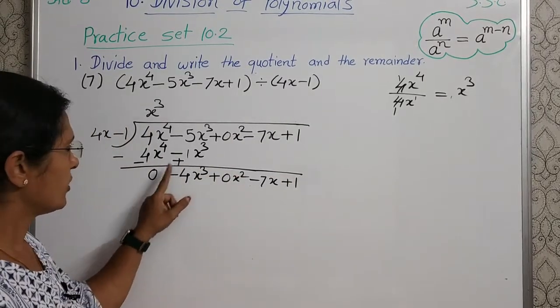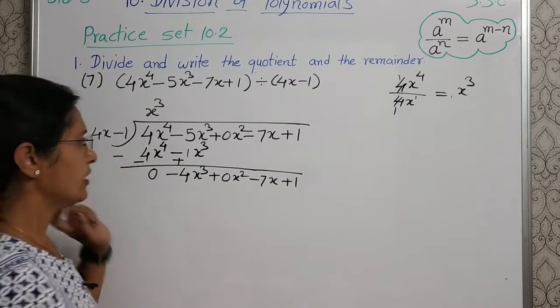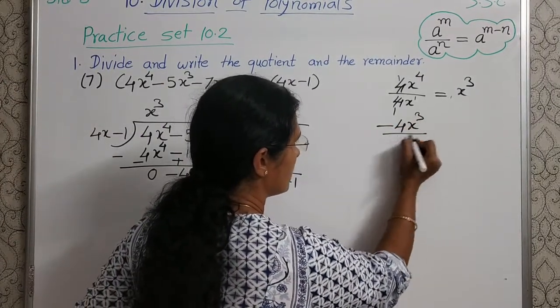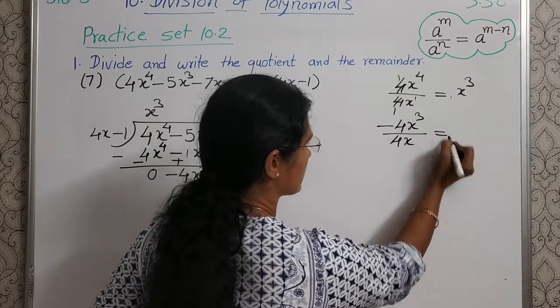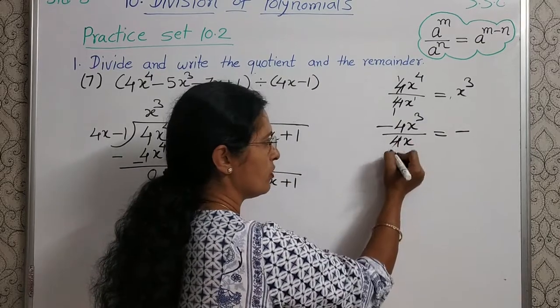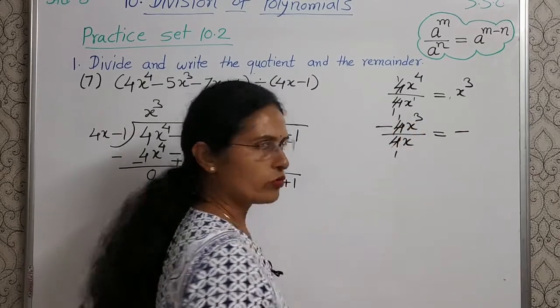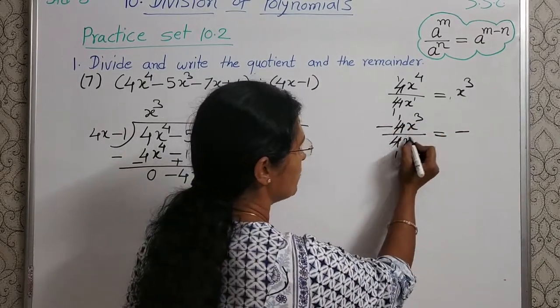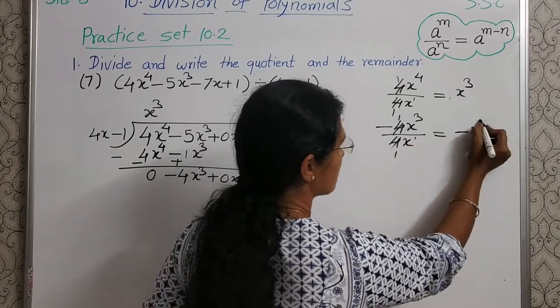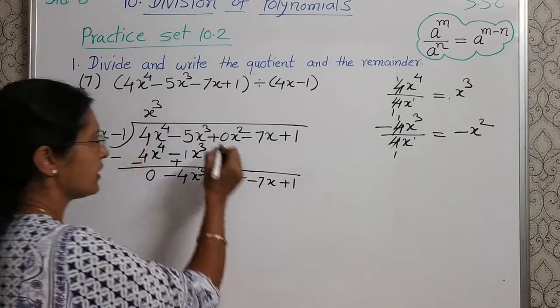Now minus 4x cube divided by 4x. This minus sign will come here. 4 ones are 4, x cube by x, so 3 minus 1 is 2. It means x square. The quotient is minus x square.